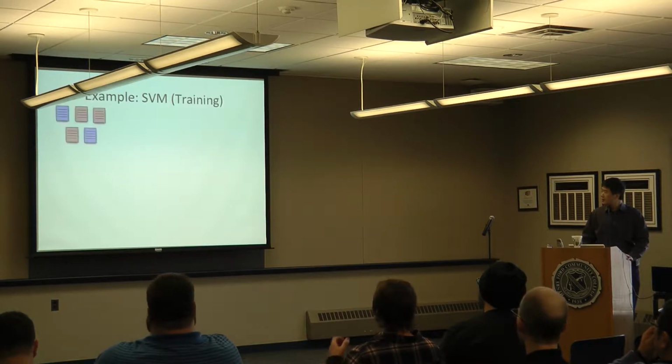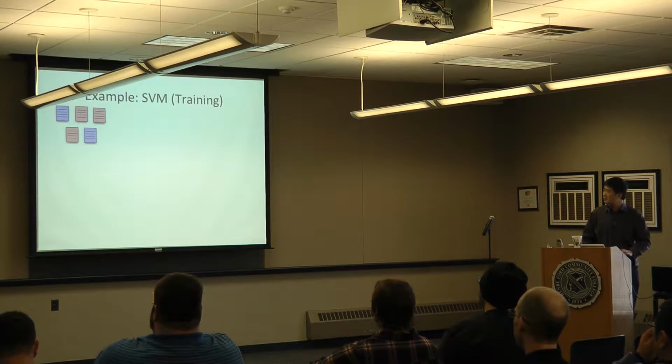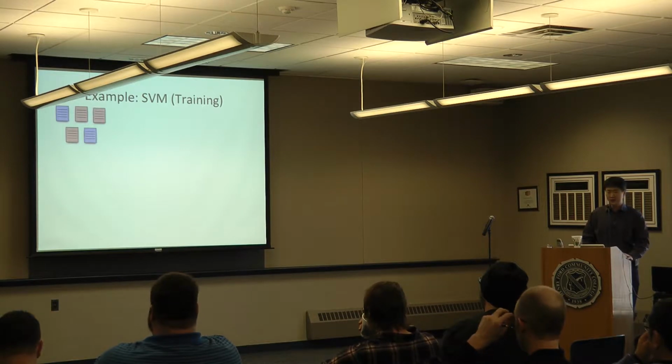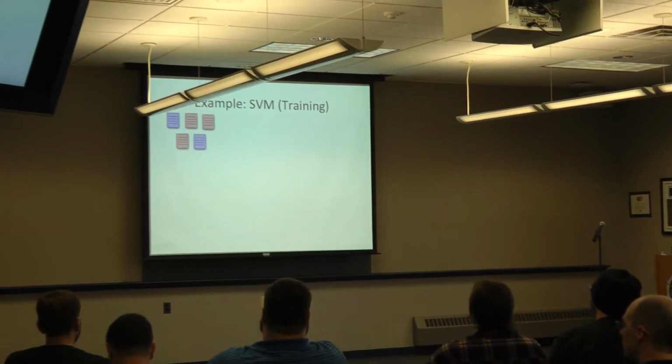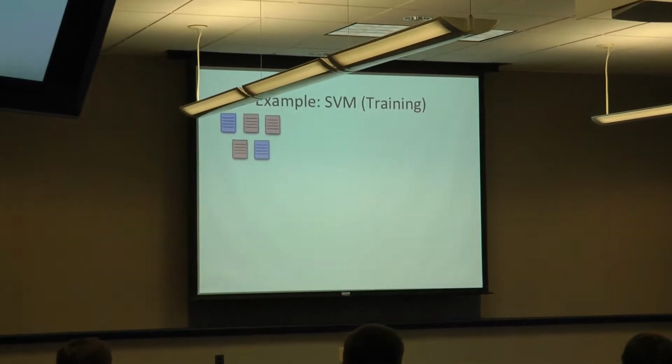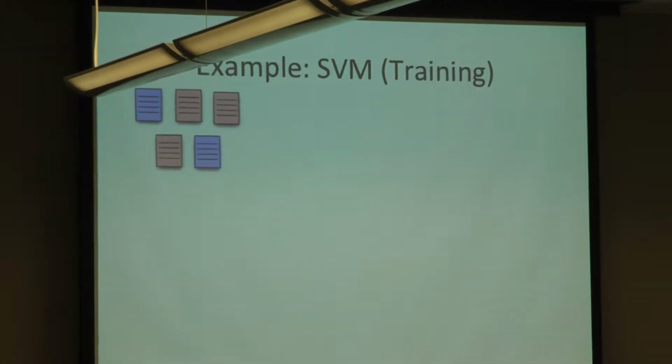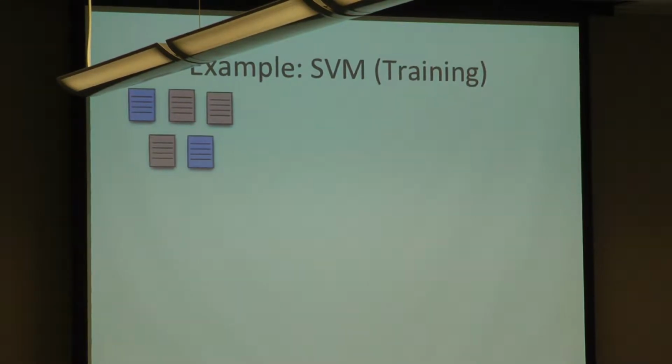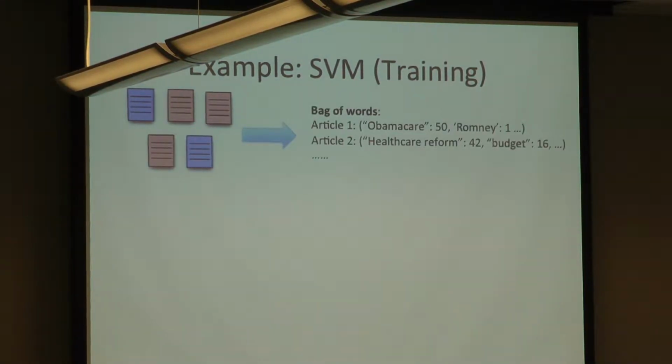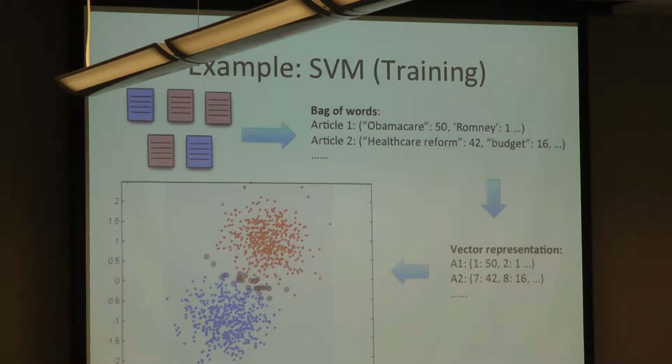So here's how the training process of SVM works. We start from a few political articles already labeled as red and blue. To use the conventional coding, I color-coded the conservative as red and the liberal as blue. The first thing to do is to parse these articles into a bag of words, the frequency of certain terms appearing in those articles. And then you would map this bag of words into some vectors in a pure mathematical format. From these vectors, you can map them into a multi-dimensional space.